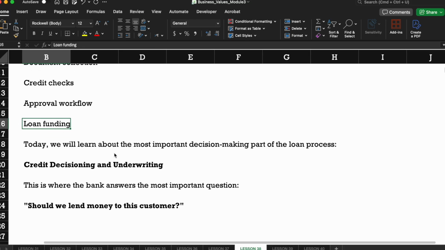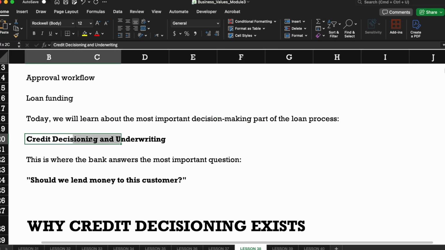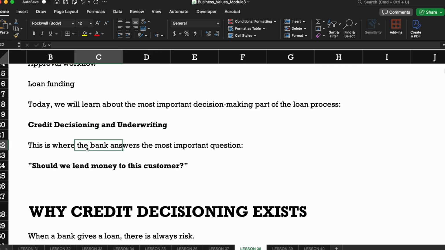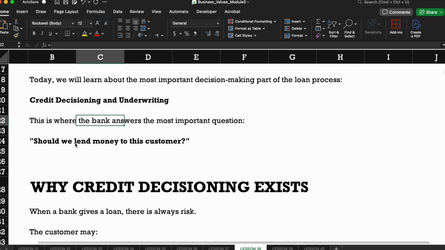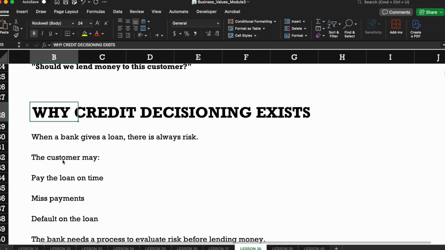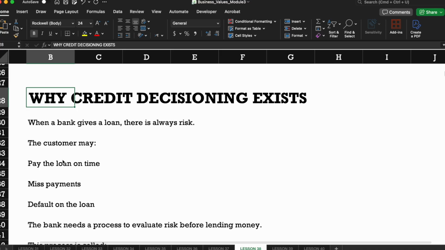So today we'll learn about the most important decision-making part of the loan process, which is credit decisioning and underwriting. This is where the bank answers the most important question: should we lend money to this customer? Why does credit decisioning exist? When a bank gives a loan, there is always a risk, right?